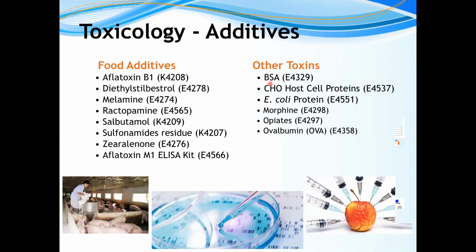Among these, a very popular one is the BSA ELISA kit that can detect the residual BSA in the samples. The other is CHO host cell proteins that can detect the proteins that are expressed in CHO cells, and E. coli protein. We do offer ELISA kits to detect drugs like morphines, opiates. It is also getting very popular as it can detect the drug residual in the sample.